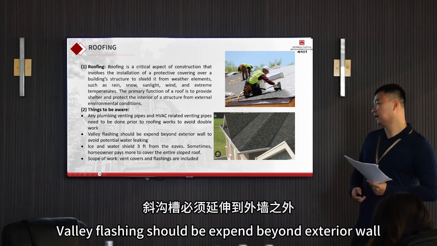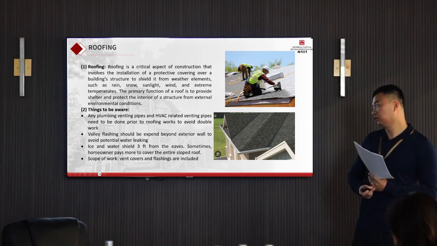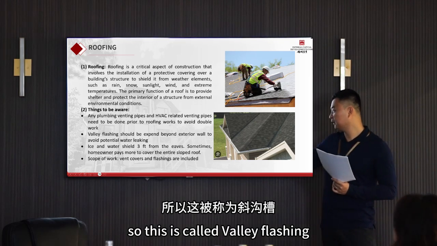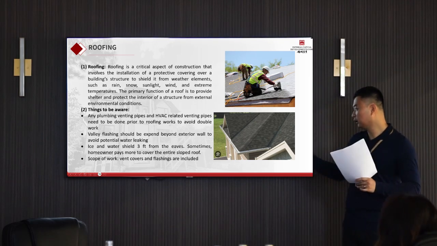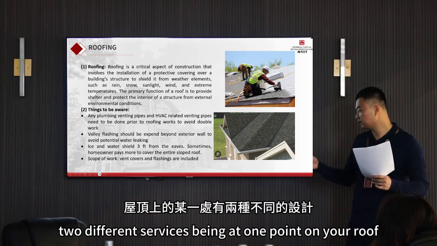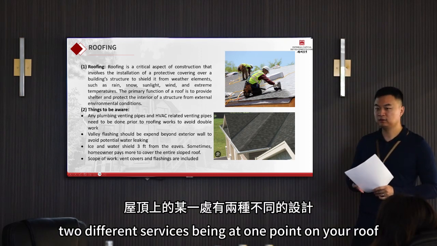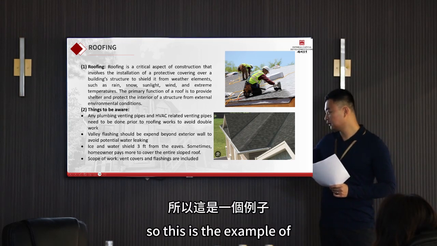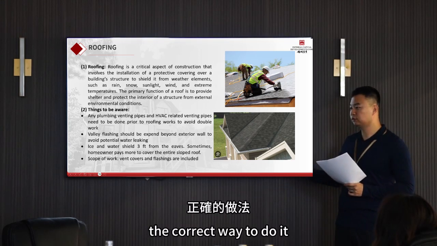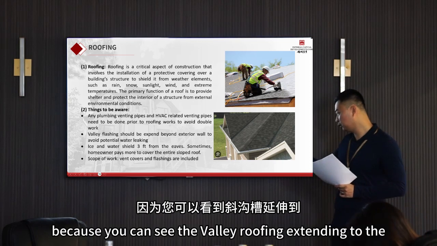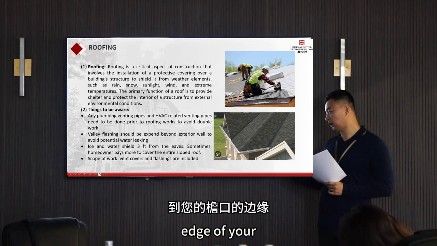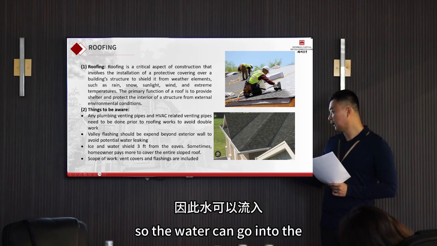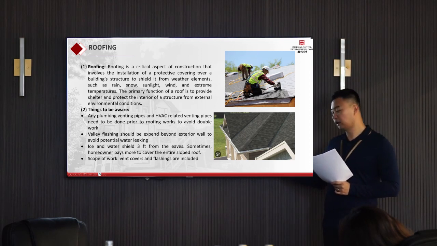Valley flashing should be extended beyond the exterior wall to avoid potential water leaks. This is called valley flashing. When you have two different surfaces meeting at one point on your roof, you require a valley flashing. This is an example of the correct way to do it, because you can see the valley flashing extended to the edge of the eaves, so the water can go into the gutters directly.